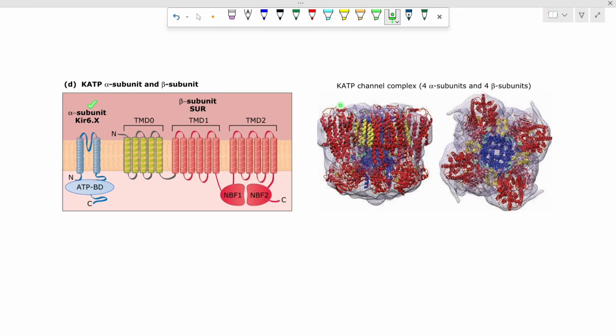But in the case of ATP sensitive potassium channels, this is a complex containing 4 alpha subunits and 4 beta subunits, and it looks like this. This is the molecular structure of the whole KATP channel. Here 4 beta subunits and 4 alpha subunits make the KATP channel complex.